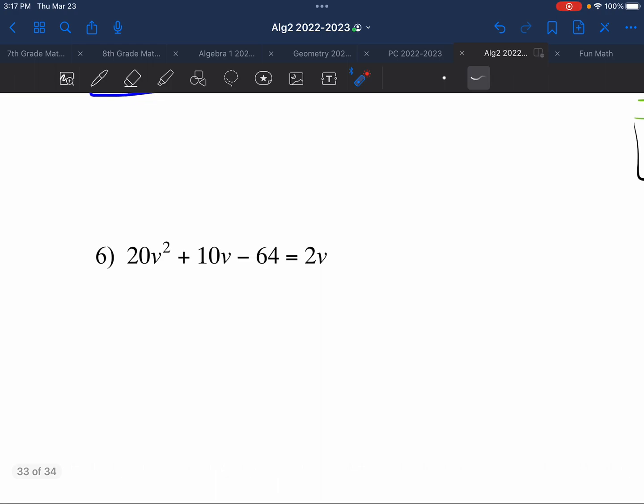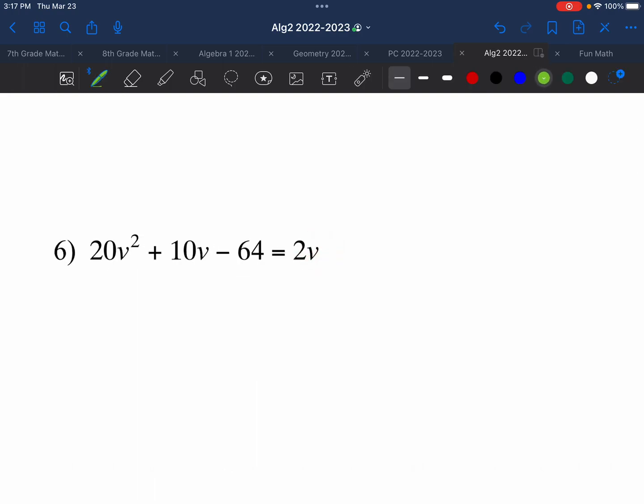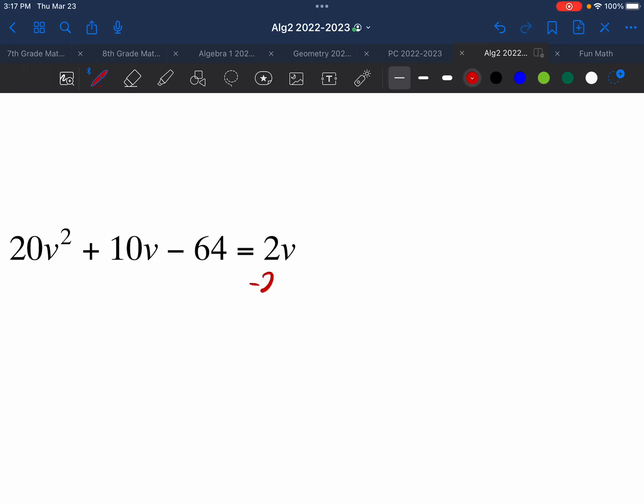All right, so first two steps always: make sure that this side is 0 is step 1. So I'm going to go ahead and bring this 2v over to the left. So I'm going to subtract 2v, and now you're gone. If I do something to the right side of the equal sign, on the left side of this equal sign, I have to do the same thing.